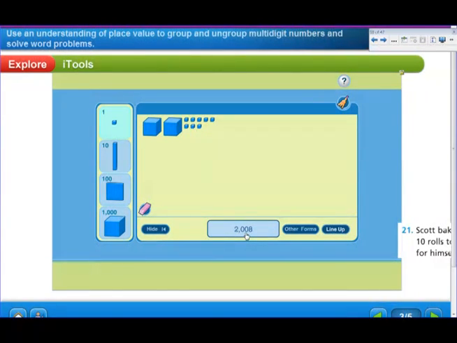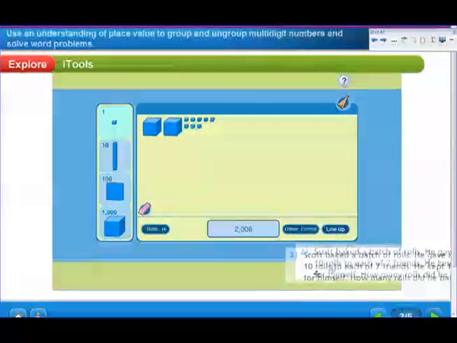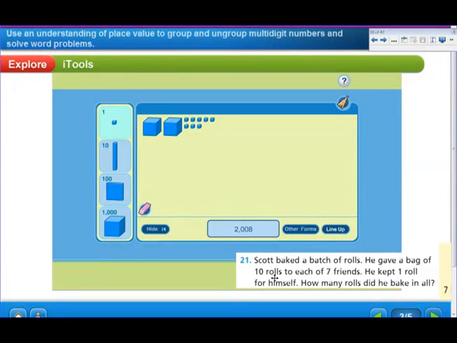Well, let's start looking at some of these problems. What if Scott baked a batch of rolls? He gave a bag of 10 rolls to each of 7 friends. He kept 1 roll for himself. How many rolls did he bake in all? Well, we can use our iTools today to figure this out. 10 rolls for each of 7 friends.